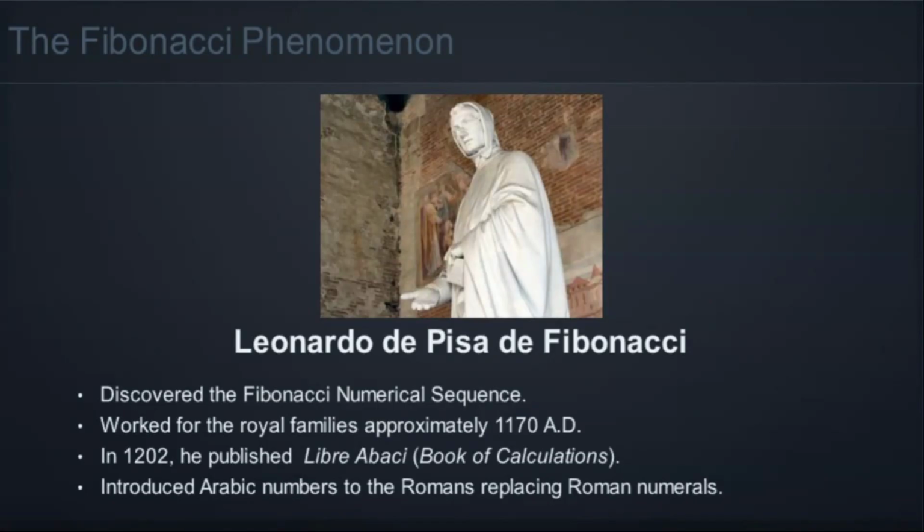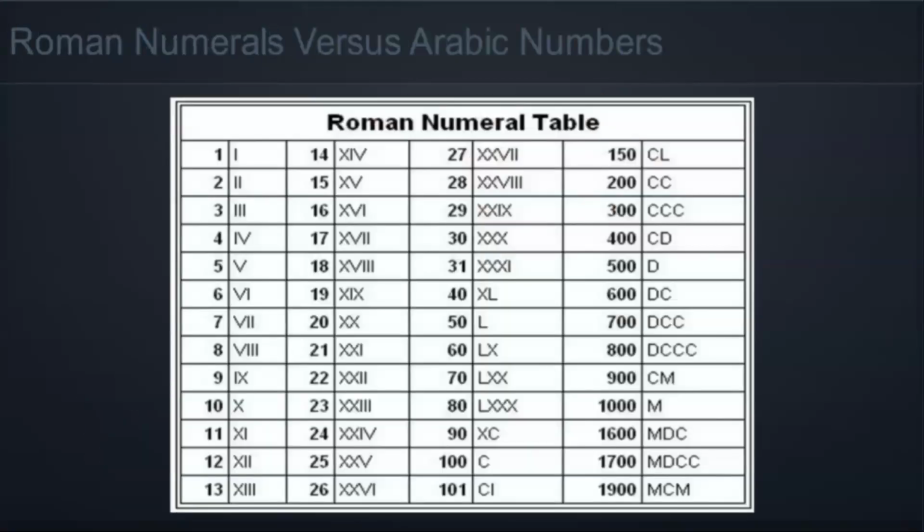He worked for the royal family approximately 1170 AD, and in the year 1202, he published a book called the Liber Abaci. That book is called the Book of Calculations. And it's the same one that introduced the Arabic numbers to the Romans, replacing the Roman numerals. So he has done a lot of work.